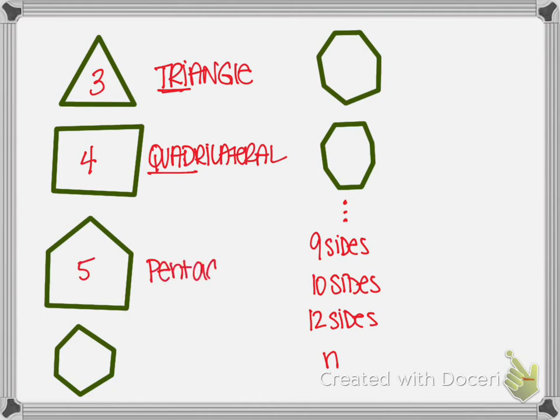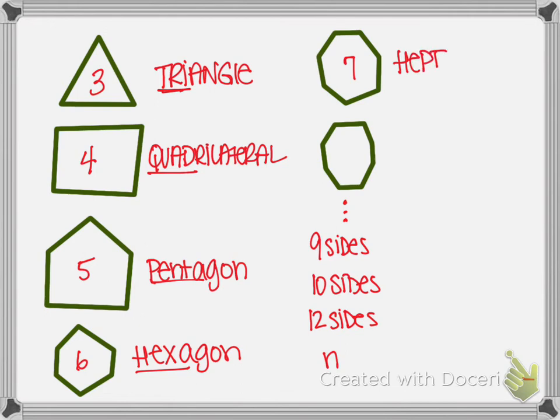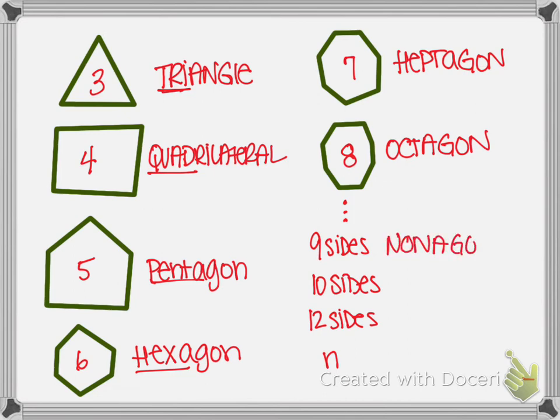5 sides is a pentagon. Penta is 5. 6 sides is a hexagon. Hexa is our prefix for 6. 7 sides is a heptagon. 8 sides, like a stop sign, is an octagon. And then I got a little lazy drawing. 9 sides would be a nonagon. 10 sides would be a decagon. And pretty much the most that we will go is 12 sides, which is a dodecagon.